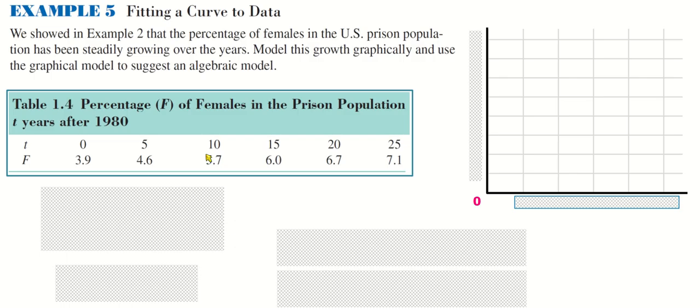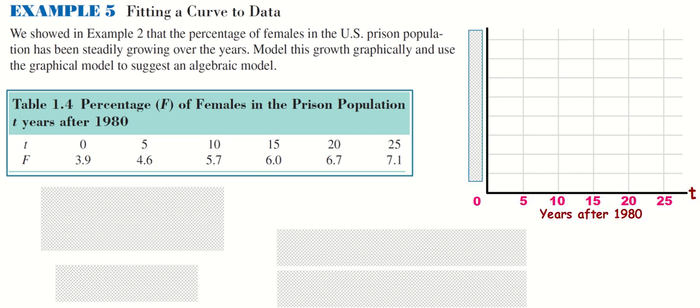Next example. Back to the females in prison. Let's see, what does it want to model? Model this growth graphically and use the graphical model to suggest an algebraic model. Where it's like, hey, maybe it'll be linear, maybe it'll be quadratic. Let's see. Again, first we have to scale this, so that would be the years after 1980, and I'm going by fives. It makes sense. And then this would be the percentage, and I'm just going by ones.